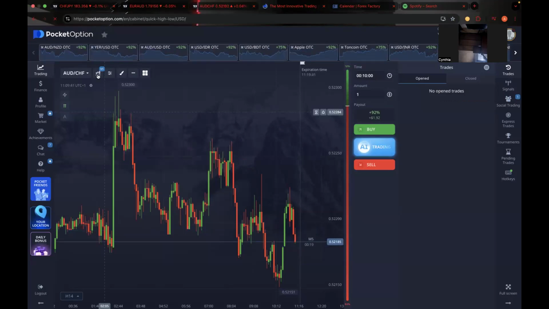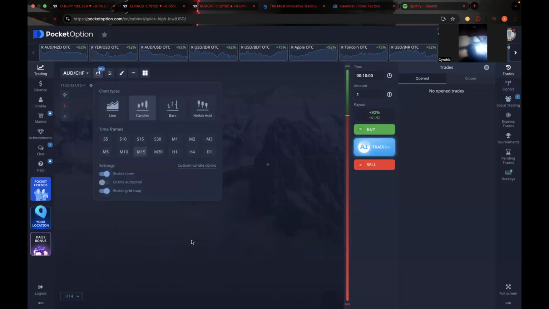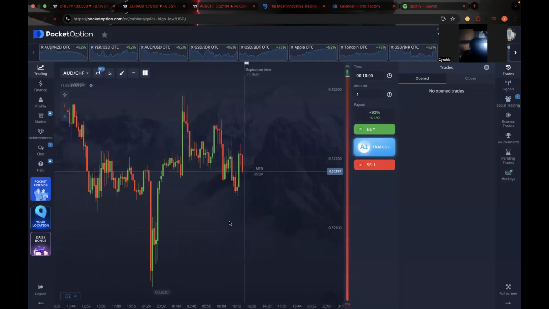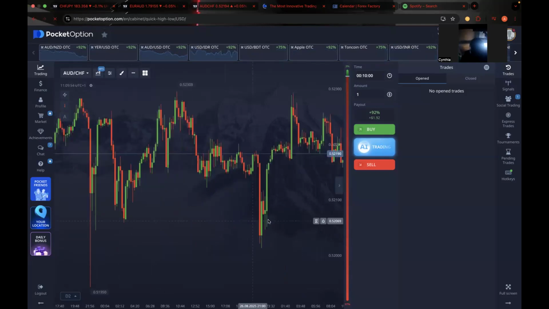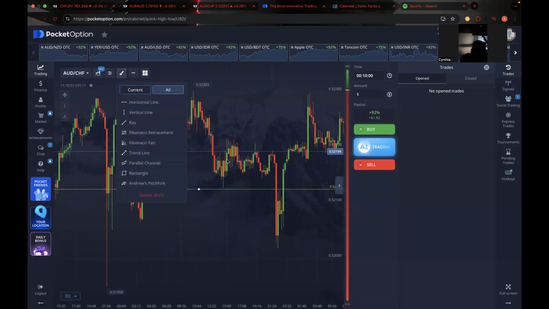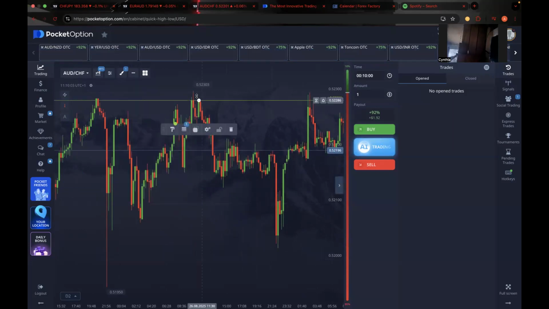So what do I do? I would jump up to a higher time frame, so that's going to be this. Okay, so now I am on the higher time frame, which is a 15 minutes time frame. From this time frame, I can see things much more clearly. So I put my horizontal line here, and that's going to be like this.